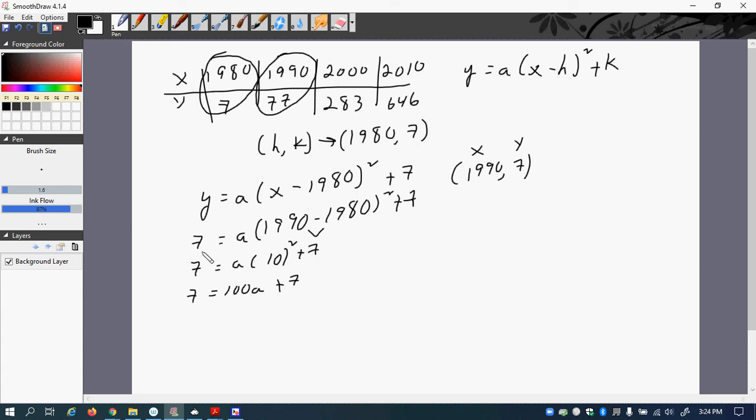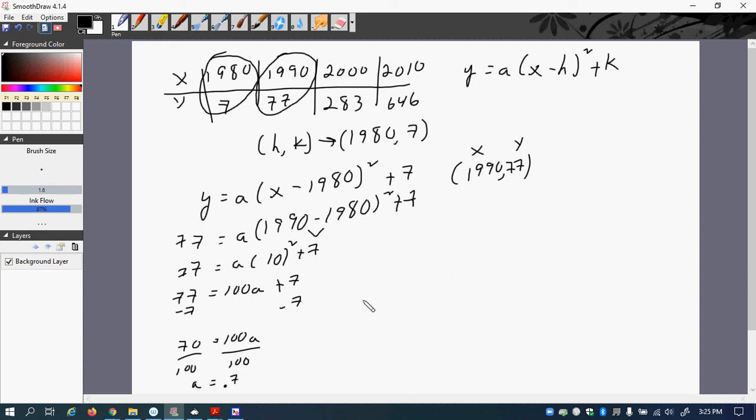Actually this is not 7, this is 77, isn't it? See, because it's 1990 and 77. So 77. So I subtract 7 from both sides. I get 70 equals 100a. And then I'll divide by 100 to get a equals 0.7.